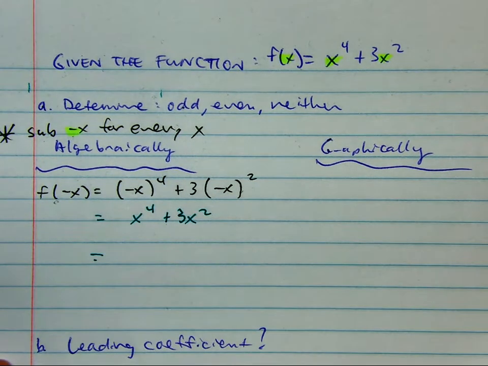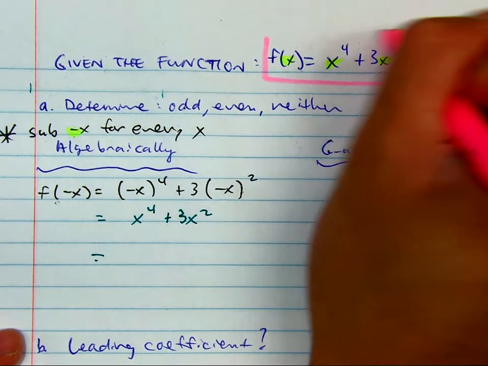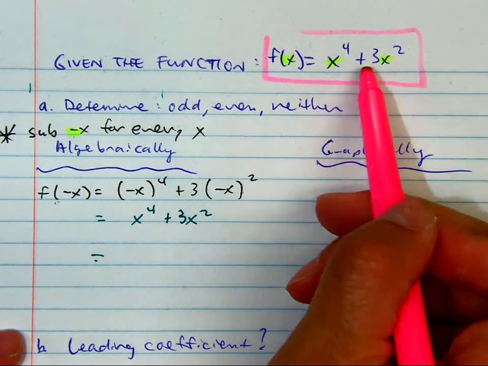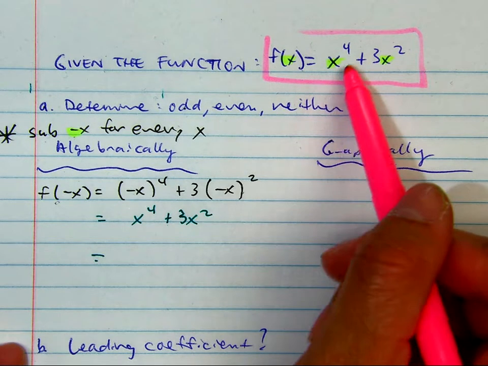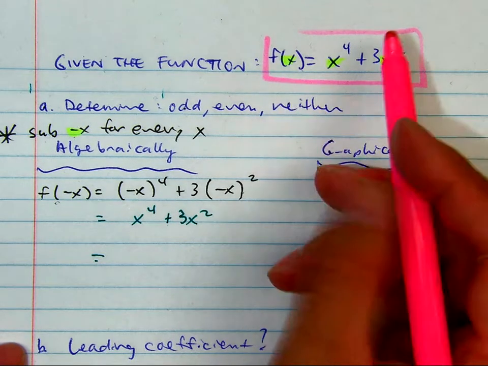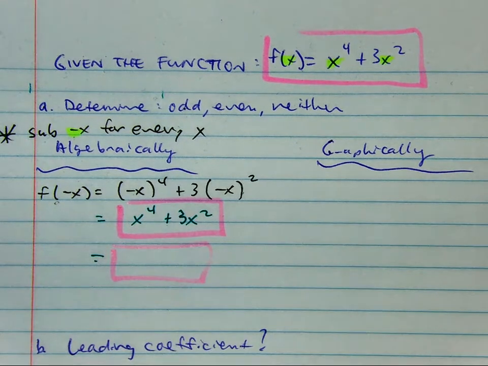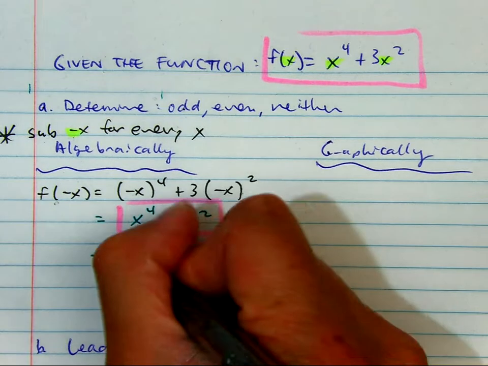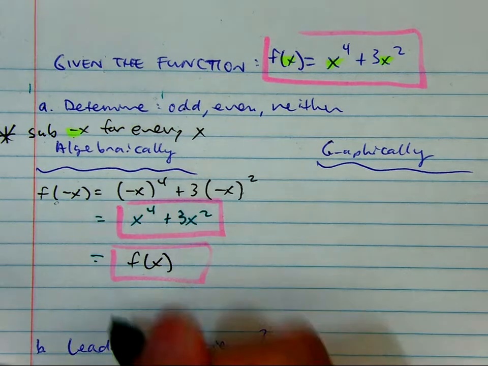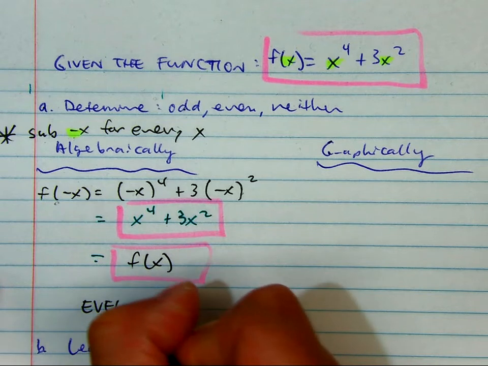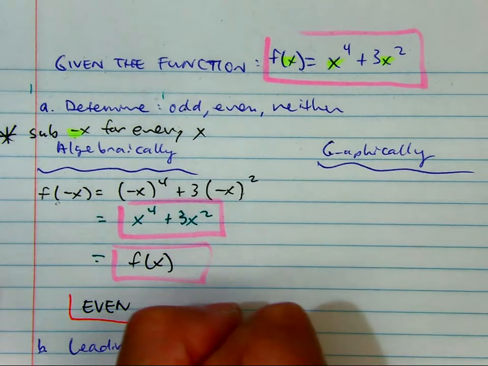If you recognize that it is equal to the original, every time you see f of x, you can write x to the fourth plus 3x squared. If we see x to the fourth plus 3x squared, it is f of x. I see x to the fourth plus 3x squared, therefore I can write f of x. Which basically means it is equal to the original. The answer is even. Raise your hand if you got that.